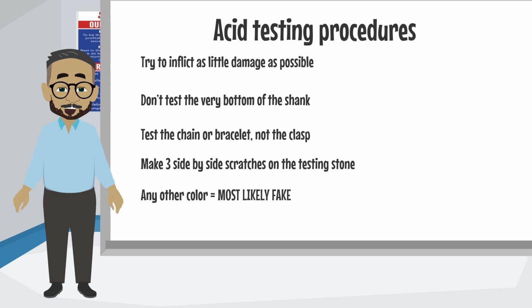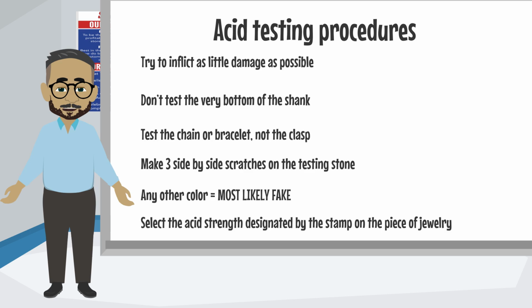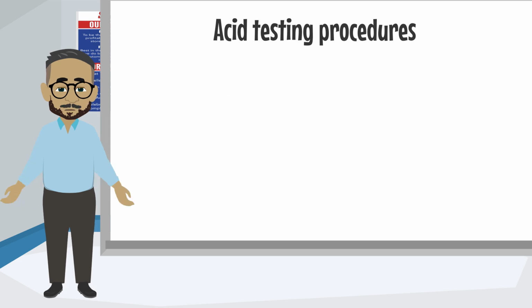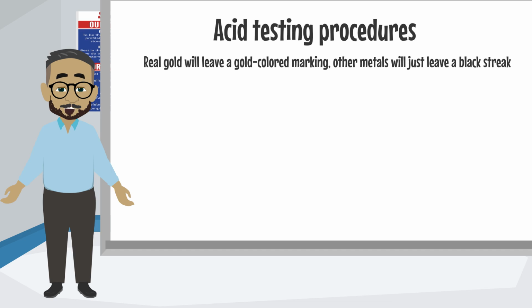Any other color, most likely fake. Select the acid strength designated by the stamp on the piece of jewelry. If there's no stamp, start with 18 karat acid and work your way down. Real gold will leave a gold colored marking. Other metals will just leave a black streak.